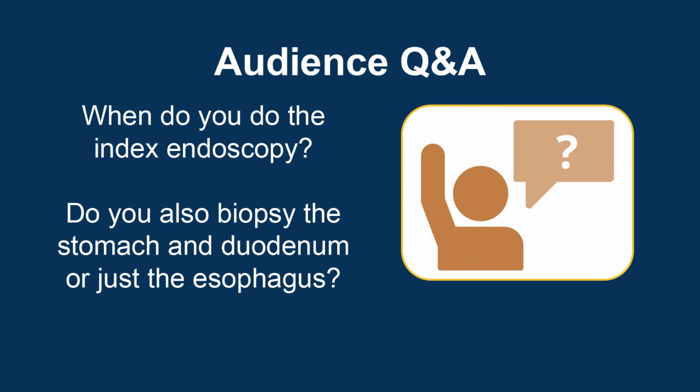Question, when you do the index endoscopy and the biopsy, do you also biopsy the stomach and duodenum, or do you only do the esophagus? Second question, with the diet elimination, do you eliminate wheat only, or do you do wheat and milk the first time you eliminate the diet, or you fail one and then you eliminate the second one? What do you do for the stomach and duodenal biopsies?